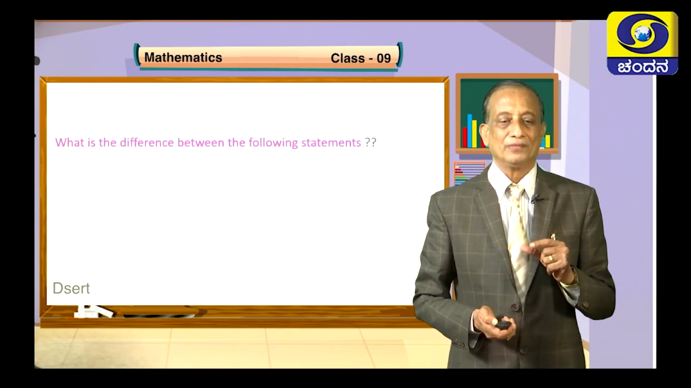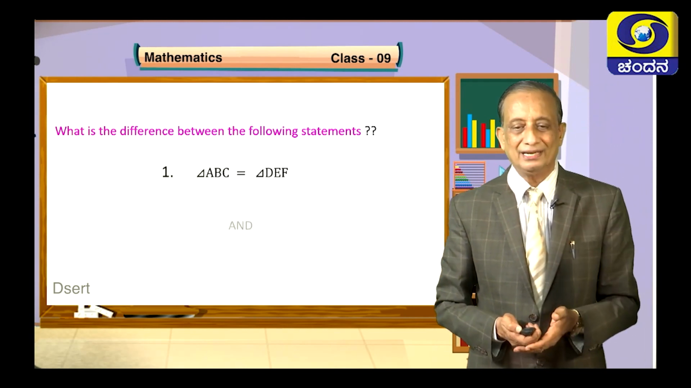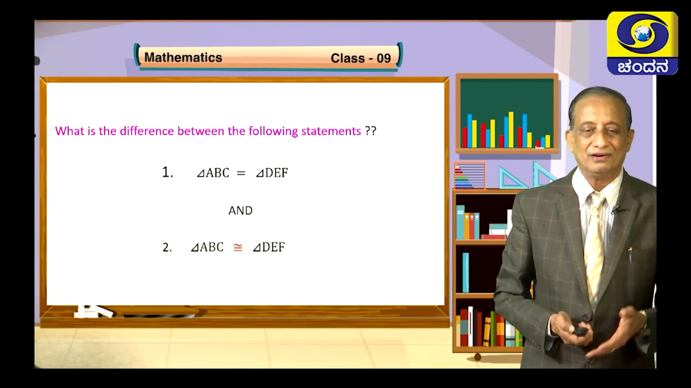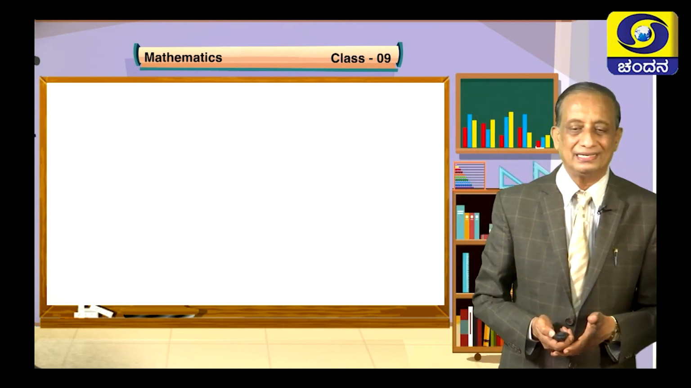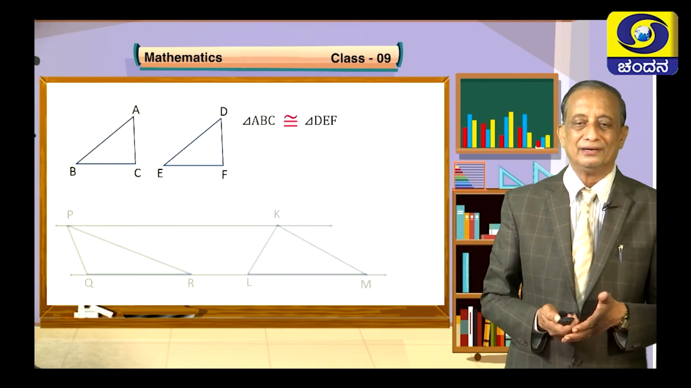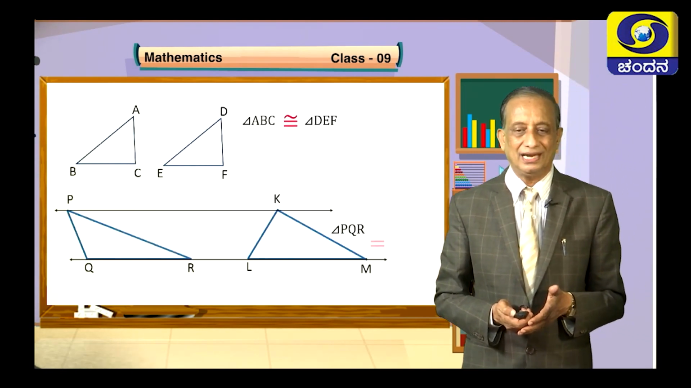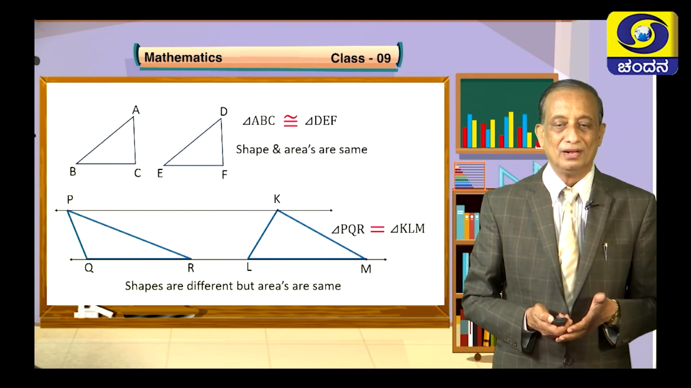Okay. Now, what is the difference between the following statements, children? Triangle ABC is equal to triangle DEF. And secondly, triangle ABC is congruent to triangle DEF. The meaning is this: if two triangles are congruent, it means that they have the same shape as well as the same area also.